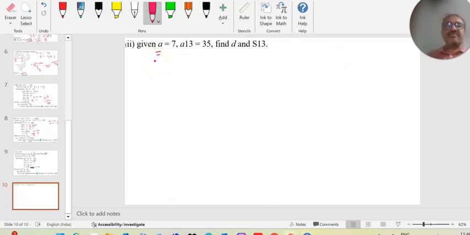So a7 is given, a13 is 35. Find d and S13.